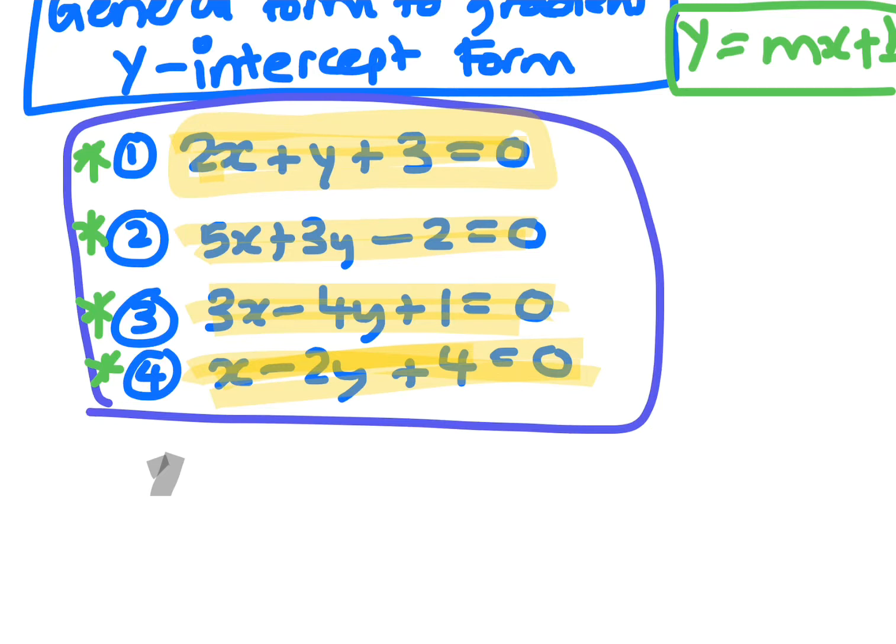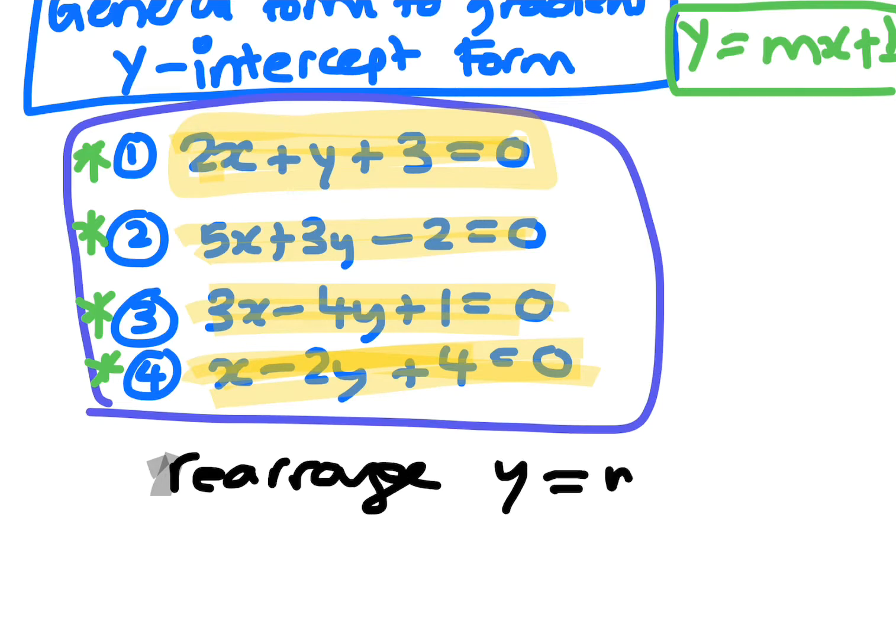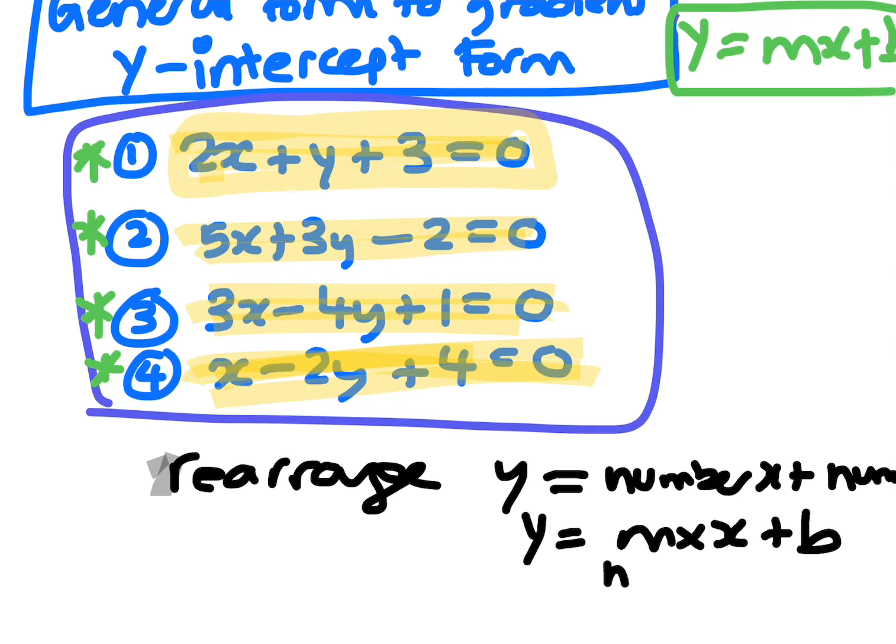So in order to find it, you need to rearrange the equation. So you end up with y equals a number x plus another number. So therefore you'll have it in the form of y equals mx plus b. So you'll be able to read off the gradient and the y-intercept.